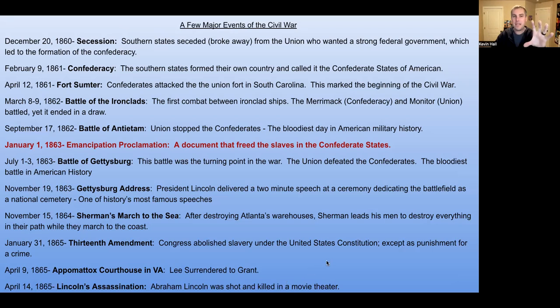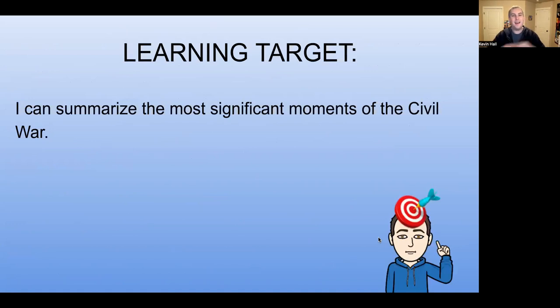Okay, so there's a basic rough timeline of some of the most significant events that happened during the Civil War. And like I said, we'll have another specific lesson about the Emancipation Proclamation, because that one is kind of a big deal. All right, there you go. We just summarized the most significant moments of the Civil War.